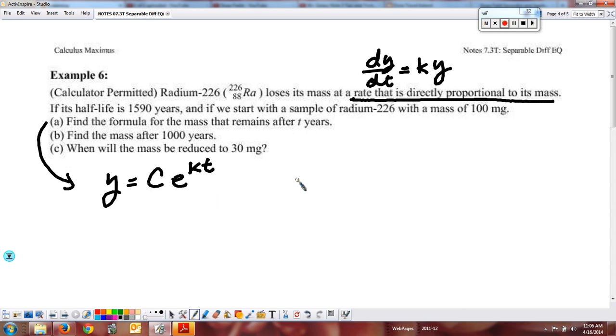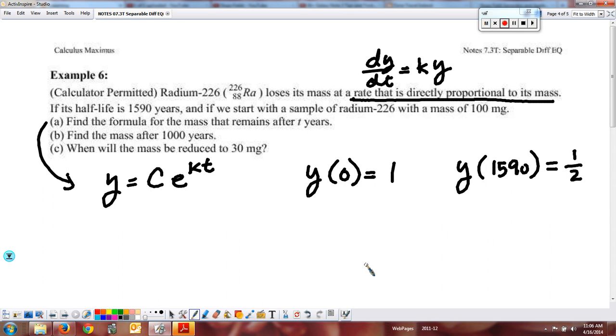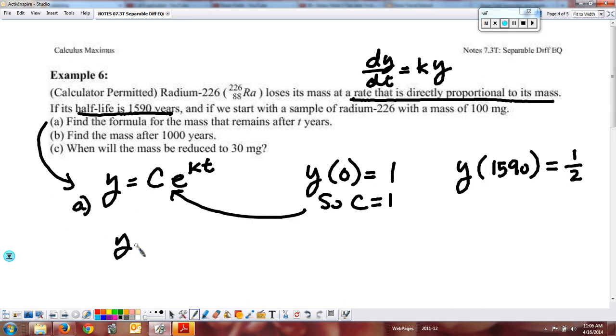And once I have this, we know that its half-life is 1590 years. What that is telling you is that at y of 0, you can think of it as having, say, 1, because that will make c easy, and then 1590 years later, you will have half the amount that you had. So that's what I'm using this half-life for here. So this is going to give me c equal to 1, so I can plug that in right there. This is all still part of A. So y equals e to the kt. And then we know that 1590 years later is a half. So we use the second piece of information to find k.